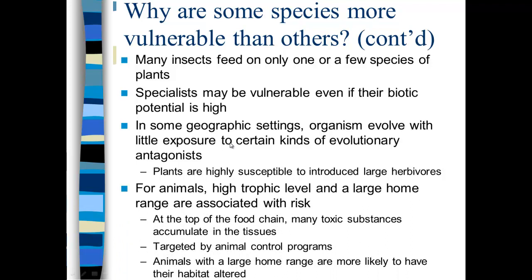And animals at the higher trophic levels that require a large acreage for their habitat are going to be associated with risk. At the top of the food chain, biomagnification occurs, and many substances will accumulate in these carnivores. These animals are also targeted by animal control programs because at the higher trophic levels they can be a threat to humans. And animals with a large home range can be cut off from their habitat due to industrialization, and they're more likely to have their habitat altered.